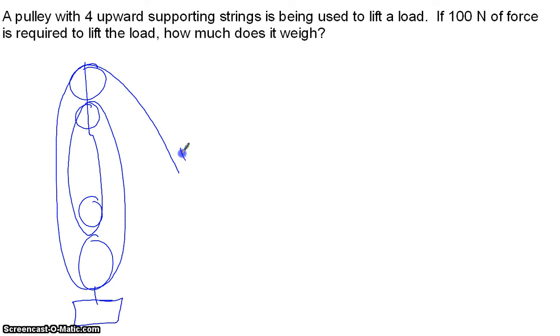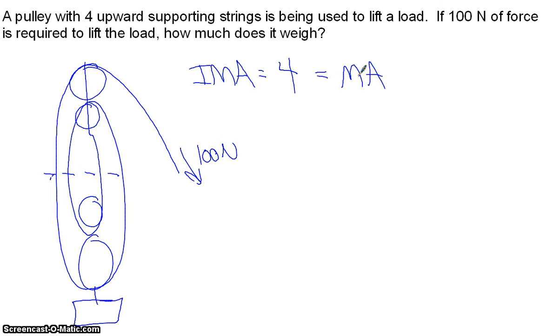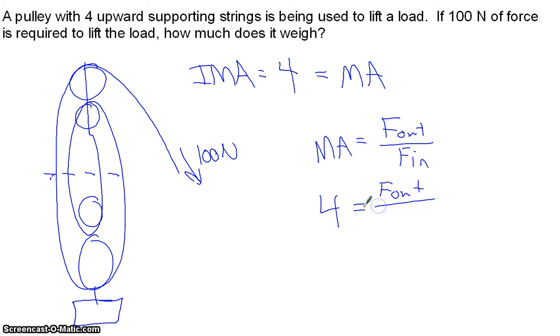If we're pulling with 100 newtons of force, because there are 1, 2, 3, 4 strings, the ideal mechanical advantage of this system is equal to 4. And so then, because it's an ideal pulley, because it doesn't say anything, our mechanical advantage was assumed to also be 4. So the mechanical advantage is equal to the force out over the force in. The force we're getting out is what we don't know. Mechanical advantage is 4, and force in is 100 newtons. So force out must equal 400 newtons.